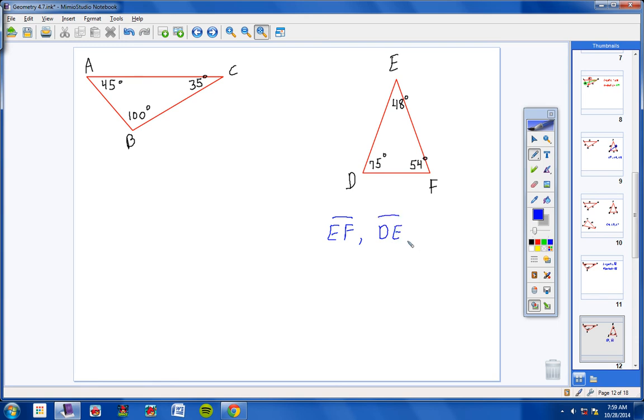And then lastly, we're going to find the smallest angle, which is 48. Go straight across, and this will be the smallest or the shortest side of the triangle, side DF. There we go. Pretty simple, guys. Okay, I'll give you a second to quickly finish up here, and we're going to move on.